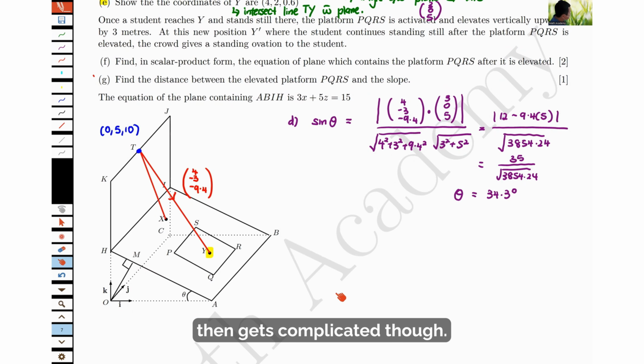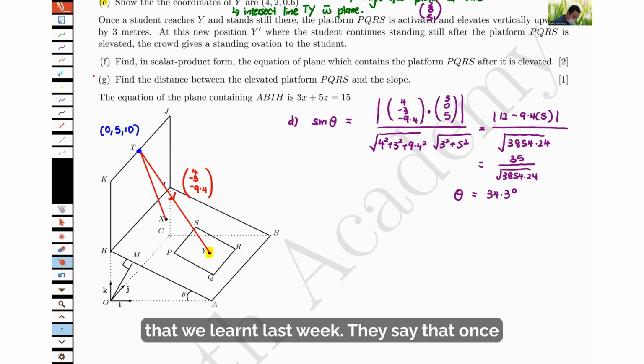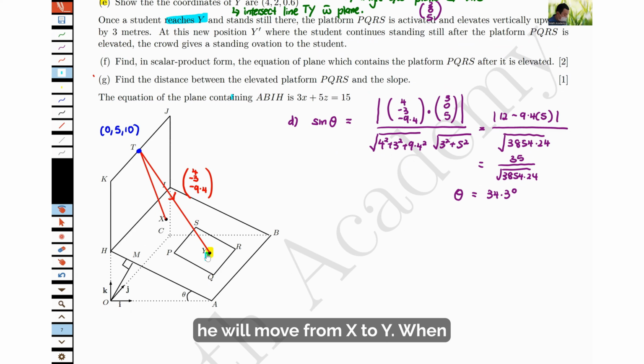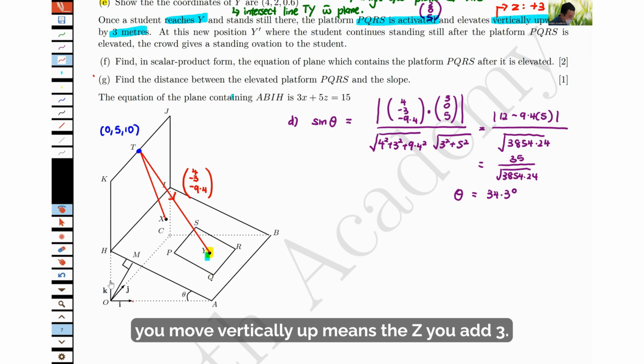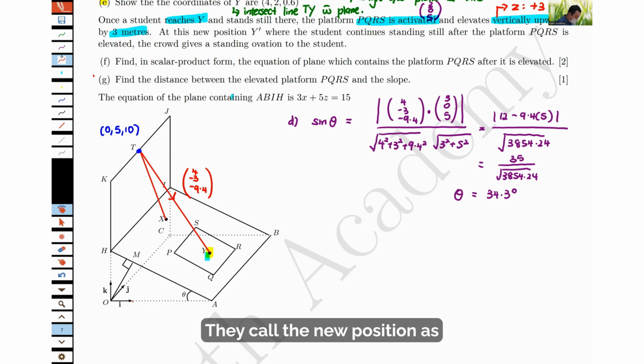It then gets complicated though, and it requires us to know the formula that we learned last week. They say that once my student reaches position Y, remember he will move from X to Y, the platform PQRS is activated and it is going to move vertically upwards by 3 meters. Vertically upwards means your Z value, you add 3. Because we are looking at the X, Y, Z plane, if you move vertically up, the Z you add 3. They call the new position Y prime after the platform PQRS moves up.